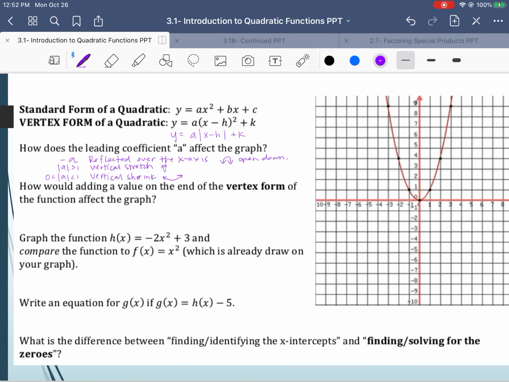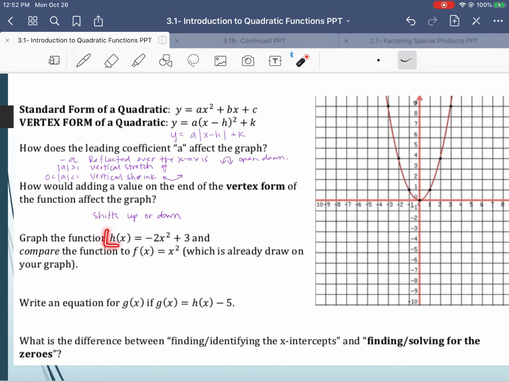And then adding a value on the end, again, this shifts it up or down. So just like an absolute value function, notice your functions today, I'm going to show you with this h of x, doesn't have that middle term. So we're just talking about if it had a value on the end here and maybe a reflection and a stretch or a shrink here.